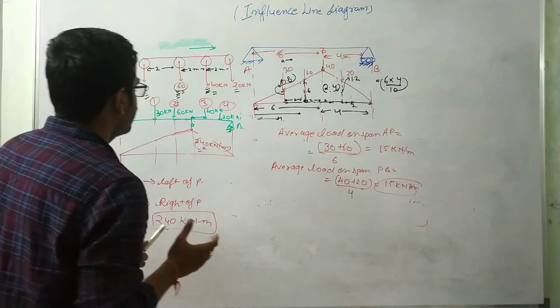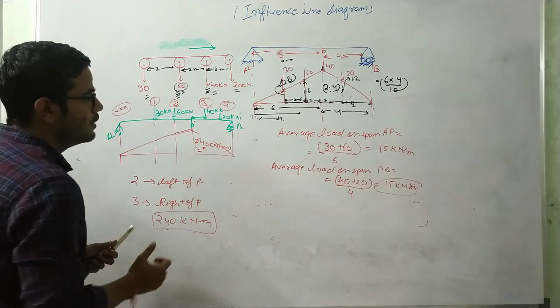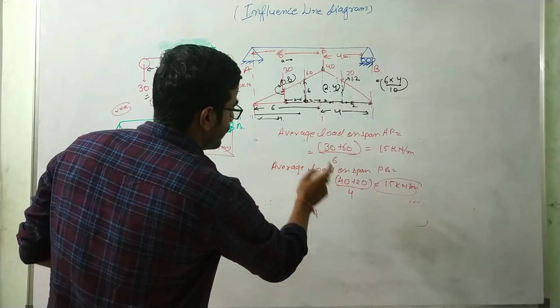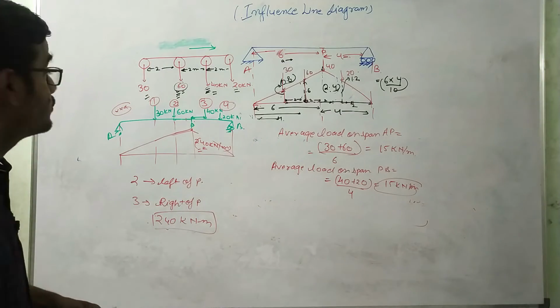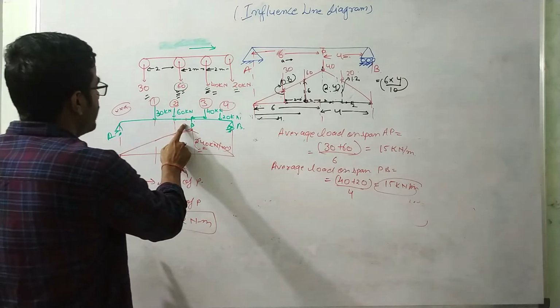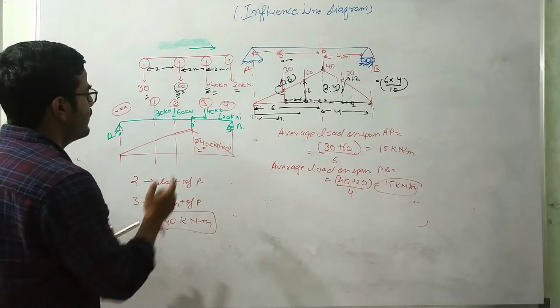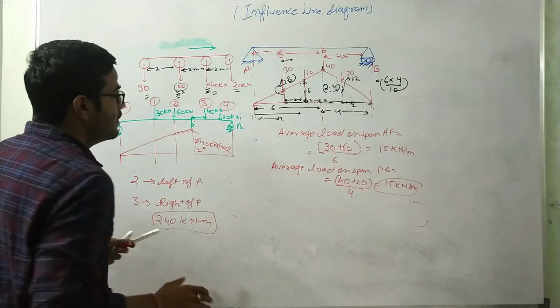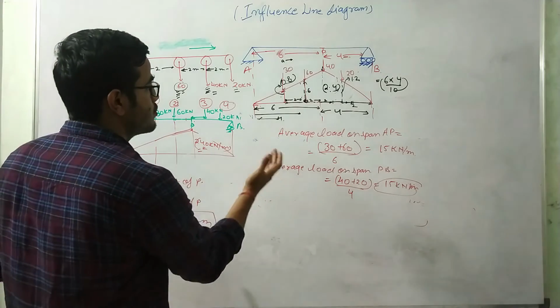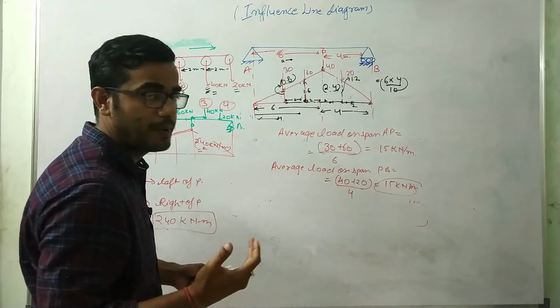So this thing you can apply to point loads also. The average load here is equal to 50 kilonewton per meter. Now someone can ask, when we apply a point load of 40 kilonewton at point P, should this condition still hold? That the average load on span AP should equal the average load on span PB, right?